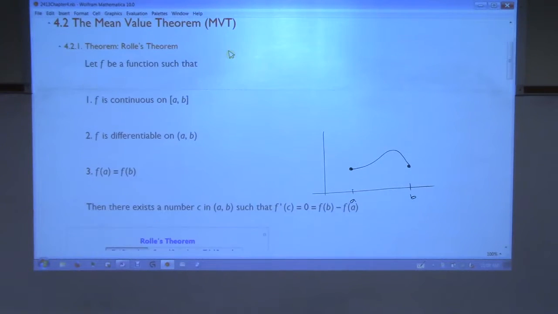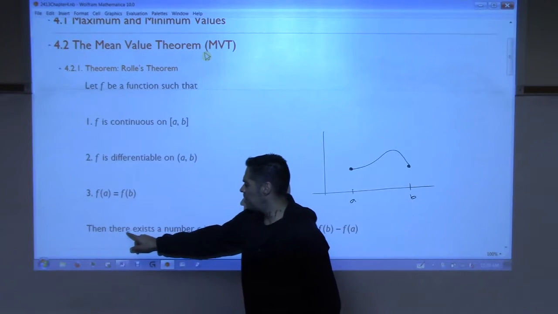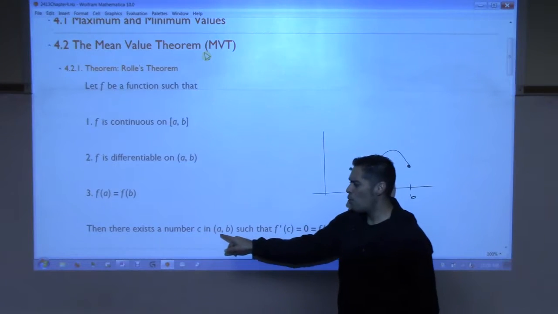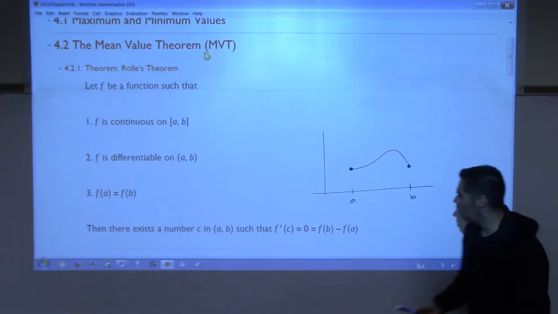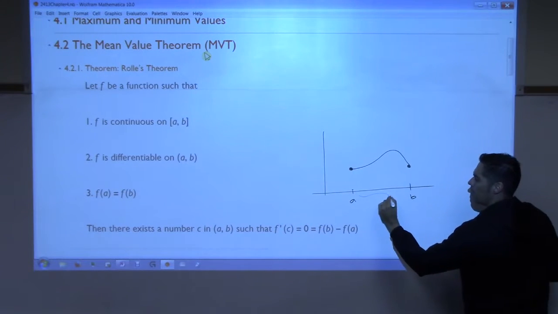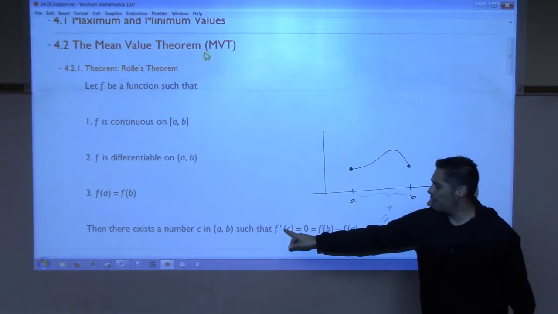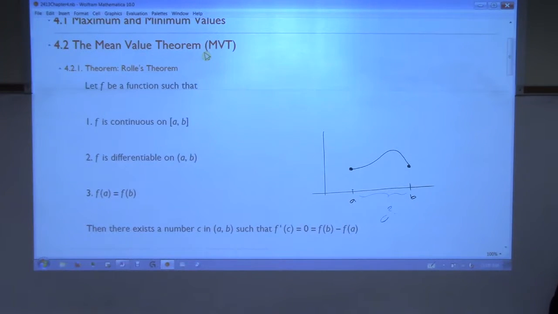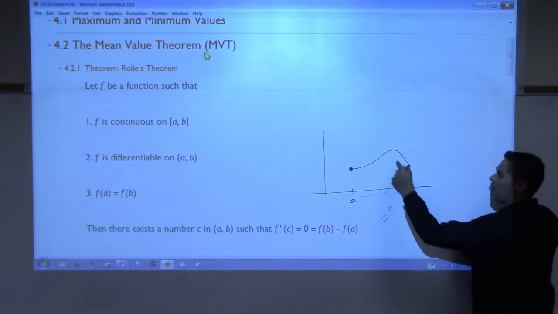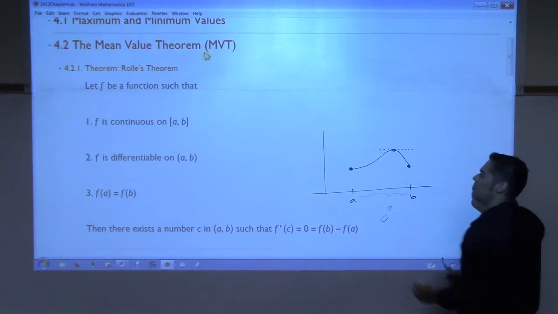Rolle's theorem says this. There must exist a number c somewhere on the inside of AB. That means there has to be some number in here. Somewhere in here, there's a c, such that the derivative at c is 0. Do you see a place where the derivative would be 0? At the top of this thing, right? Right up here, the derivative is 0. Yeah?